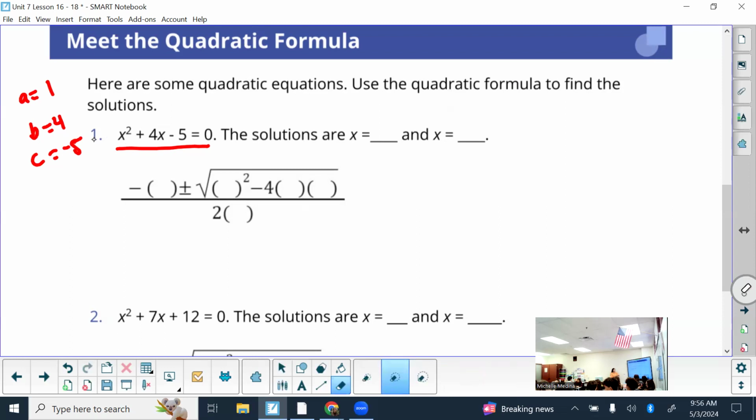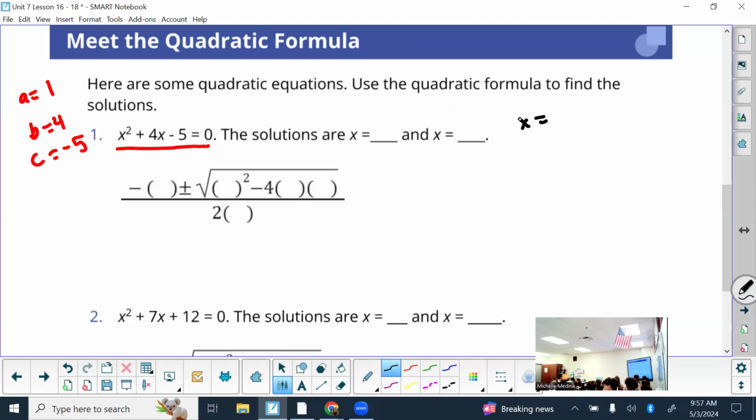So if it's already in standard form set equal to 0, then first I would not skip this step. Even I would identify my A, B, and C first. If it's negative, make sure you show that it's negative. Normally you don't write the +1 or +4, but if it's negative, make sure you show that. And this has it where it already has the parentheses for you. So all you're doing is plugging it in according to your formula.